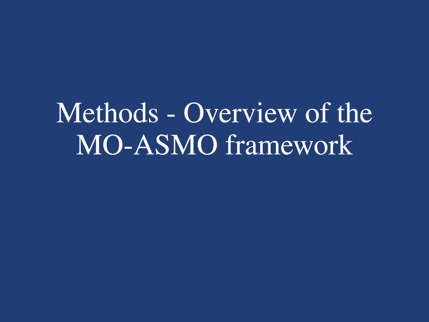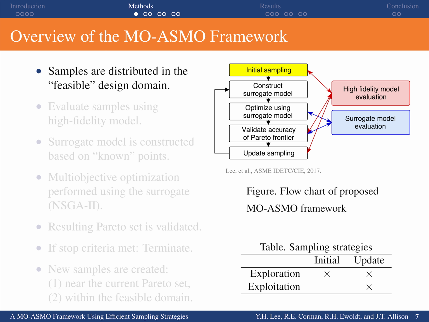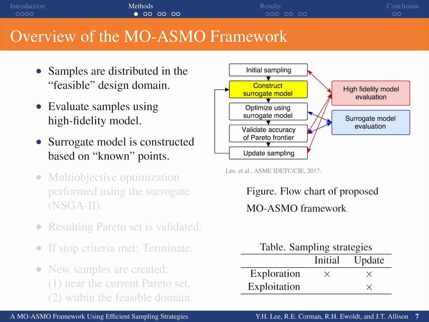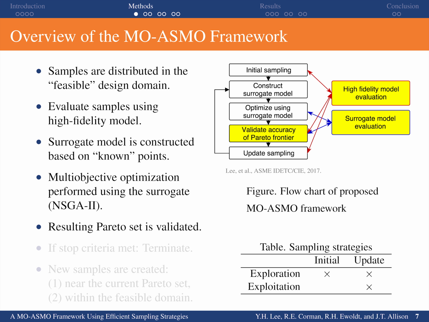Now, let's talk about the methods used in our study. This is an overview of our MO-ASMO framework. First, initial samples are generated and distributed in the feasible design domain. High-fidelity model evaluation is performed. A surrogate model is constructed using a radial basis function based on the result of the high-fidelity model. And a multi-objective optimization is performed using the constructed surrogate model. Solutions obtained from the surrogate model are validated by comparing to the high-fidelity results.